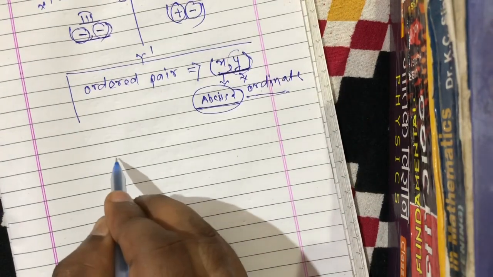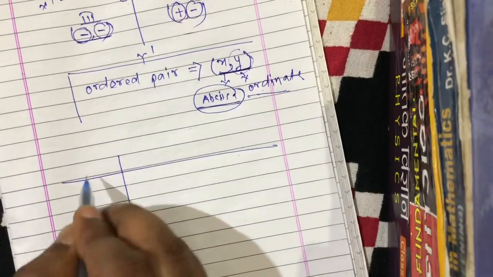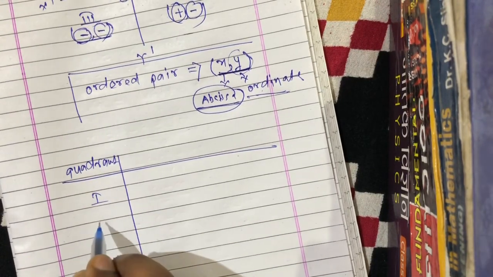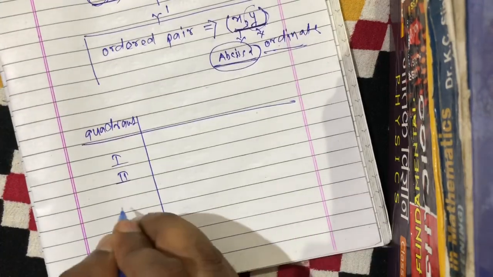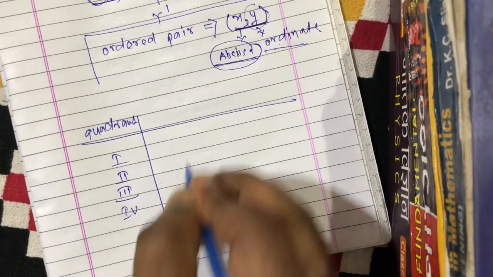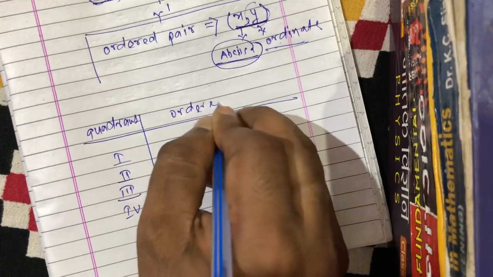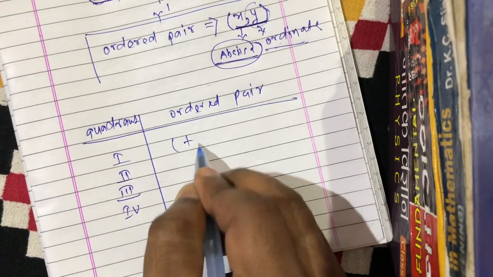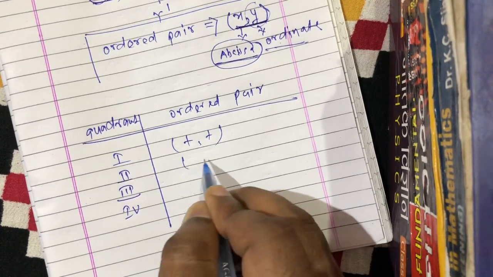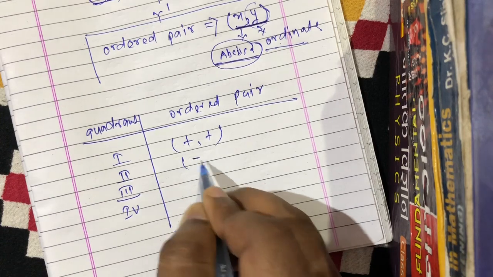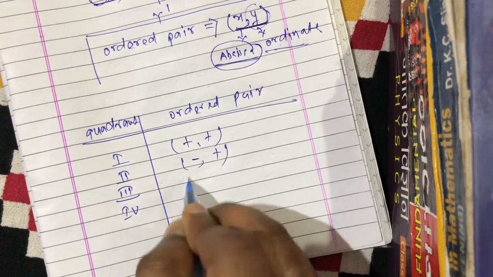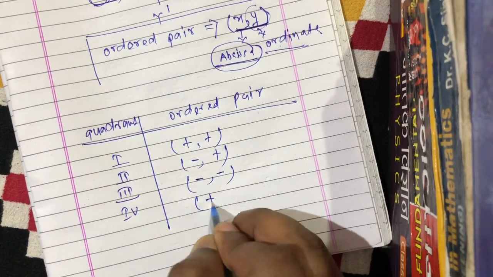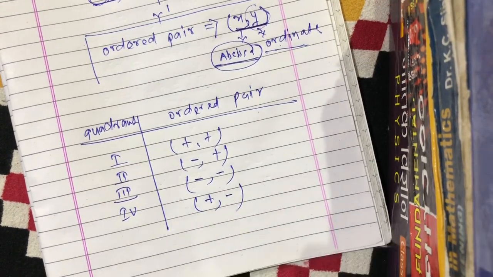Now in a tabular form, we can represent quadrant first, second, third, fourth. Here we can write the ordered pair. In the first quadrant, the ordered pair has the sign plus plus. In the second quadrant, the ordered pair has the sign minus plus. In the third quadrant, the ordered pair has the sign minus minus. In the fourth quadrant, the ordered pair has the sign plus minus.